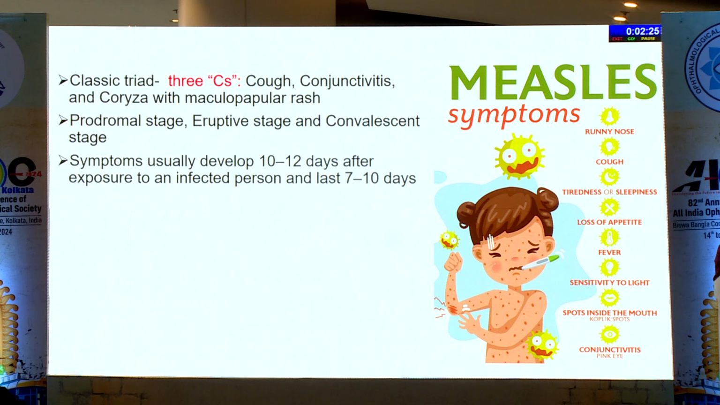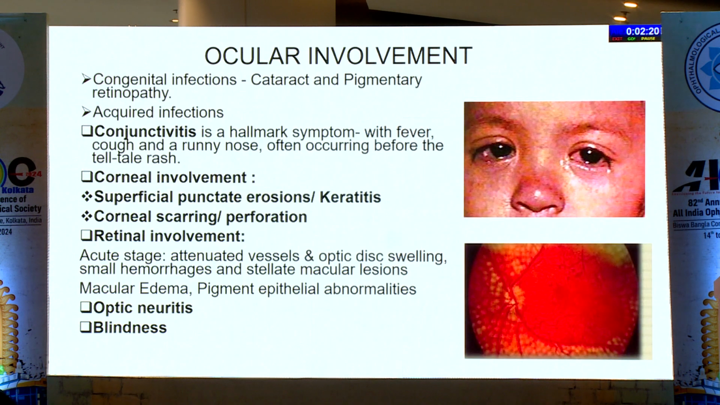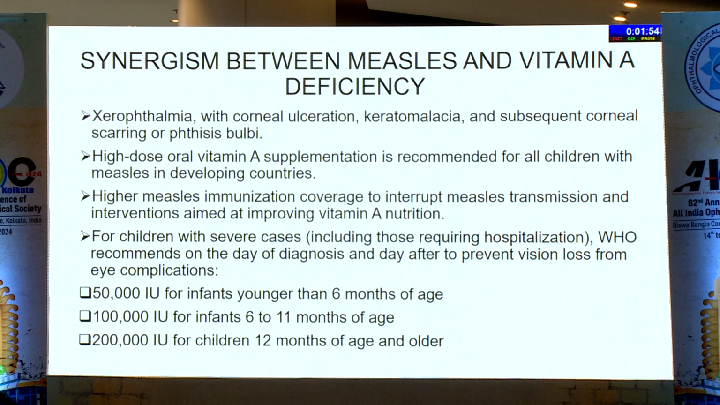The diagrammatic representation shows the various manifestations in the initial presentation. Ocular involvement can be congenital or acquired. The hallmark is conjunctivitis, along with fever and running nose. Corneal involvement includes superficial punctate erosions and keratitis, and in severe cases it can lead to scarring or perforation. More vision threatening is retinal involvement with optic neuritis, hemorrhages and pigment epithelial abnormalities, finally leading to blindness.